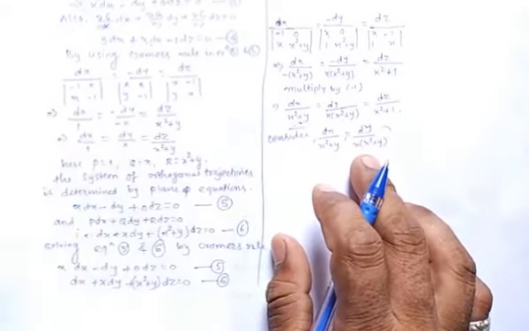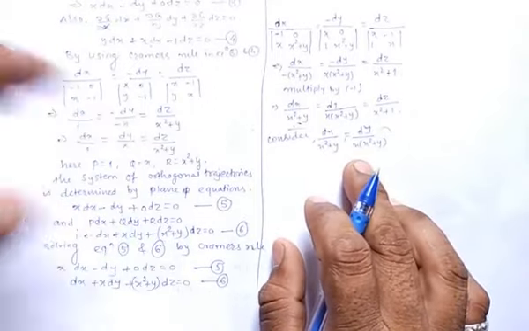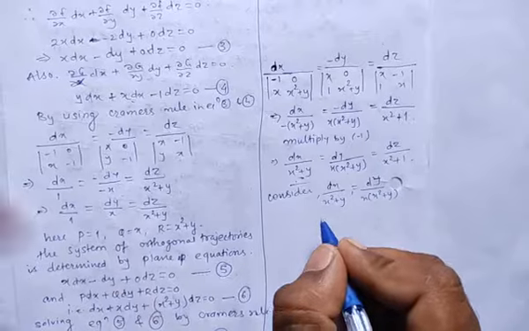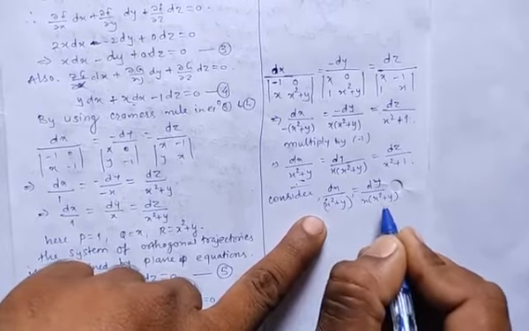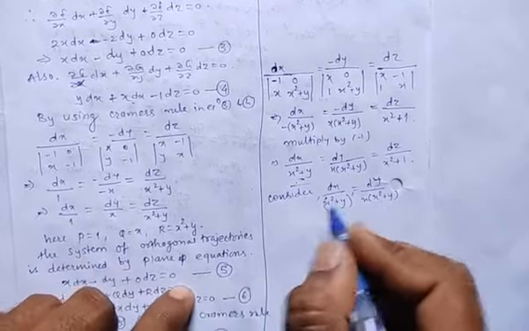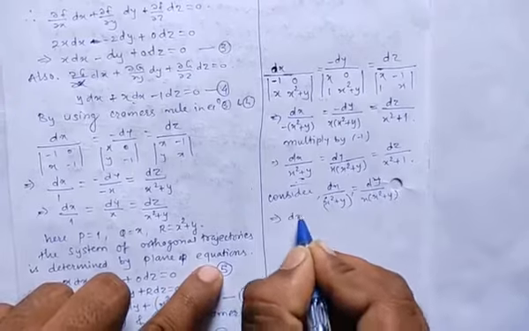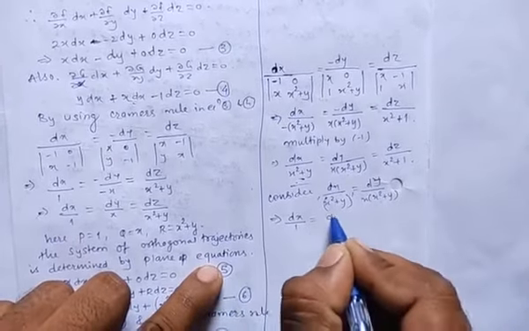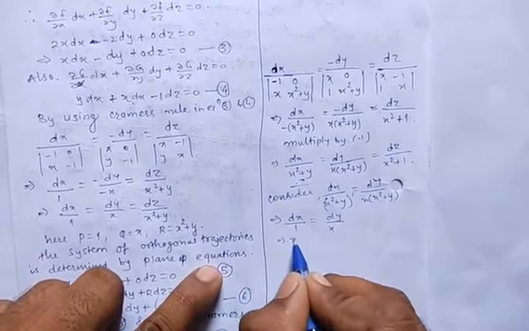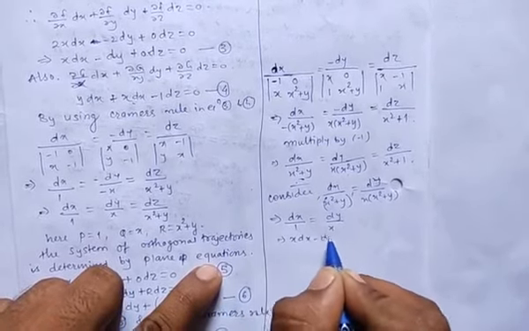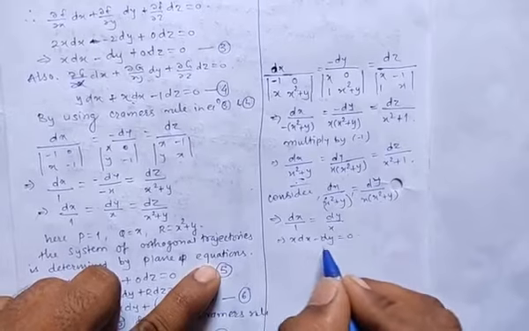So here, this x square plus y into... so here x square plus y and this x square plus y get cancelled. So the remaining equation will be dx upon 1 is equal to dy upon x. So separating variables, we get x dx minus dy is equal to 0. So this is variable separable form.